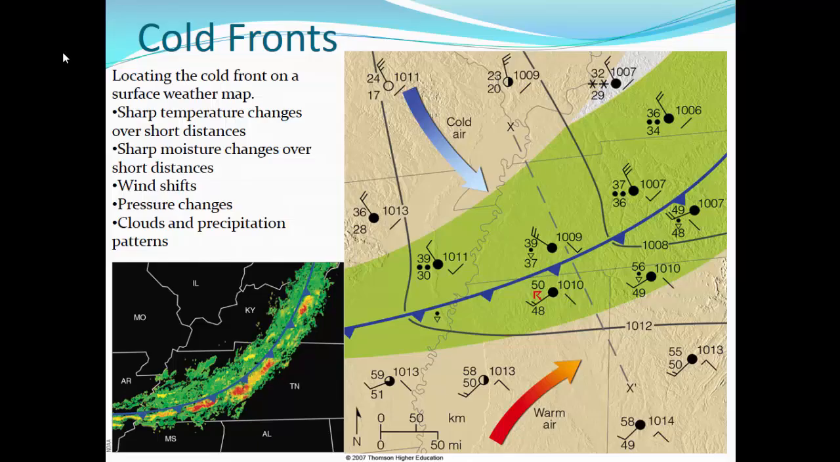Out ahead of the cold front over central southern parts of Mississippi and Alabama, we have that southwest flow of warm, moist air, and behind the cold front, that northwest flow of cold, dry air, all part of the counterclockwise flow into the low that is the parent of this cold front.